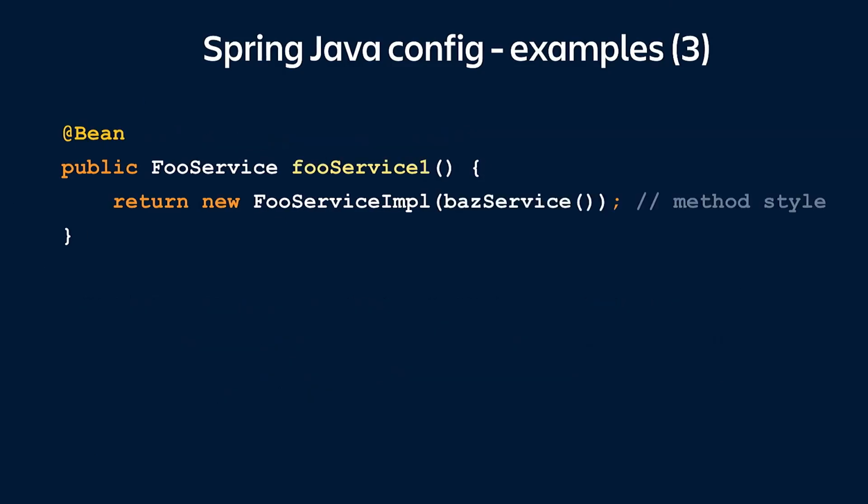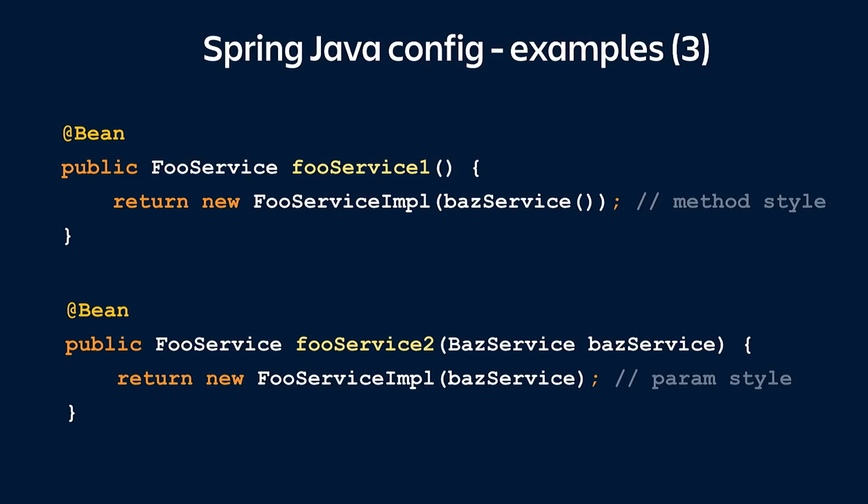So here's some more examples. Here, the fooService impl has gained a dependency via its constructor. It needs a BAS service in order to be constructed. So in this case, we're just calling another bean method. Let's imagine BAS service is another @bean method. We can just invoke that method to provide the dependency that the fooService implementation actually needs.